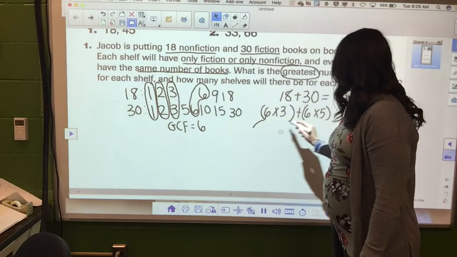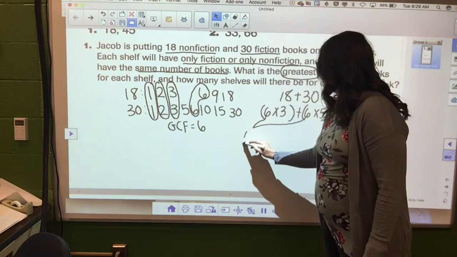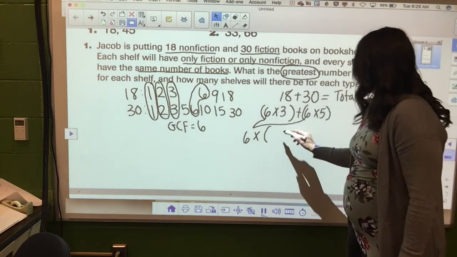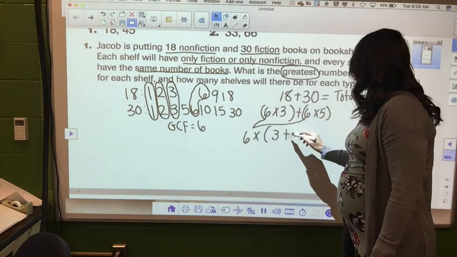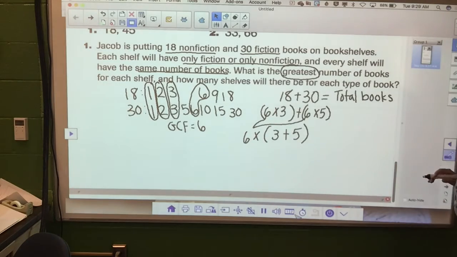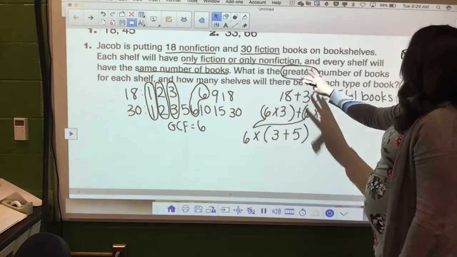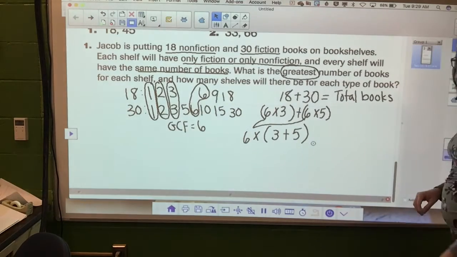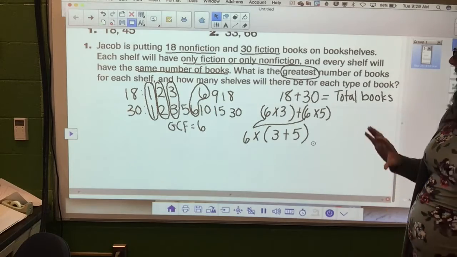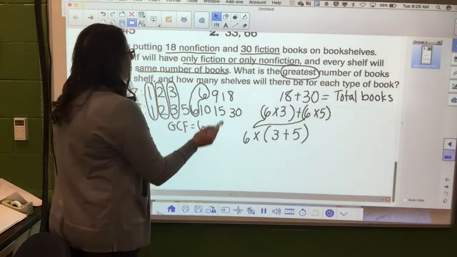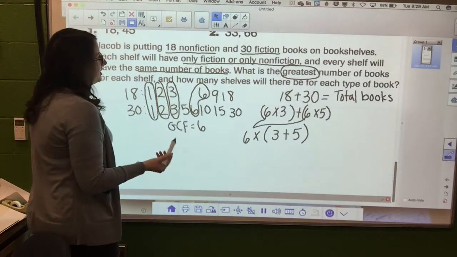We pull out these 6's. So it's going to be 6 times 3 plus 5, because that's all that's left. So, like I said, the greatest number of books on each shelf is going to be 6. And if you need to, you can draw yourself out a diagram. We could draw out a diagram over here. We have nonfiction and fiction.